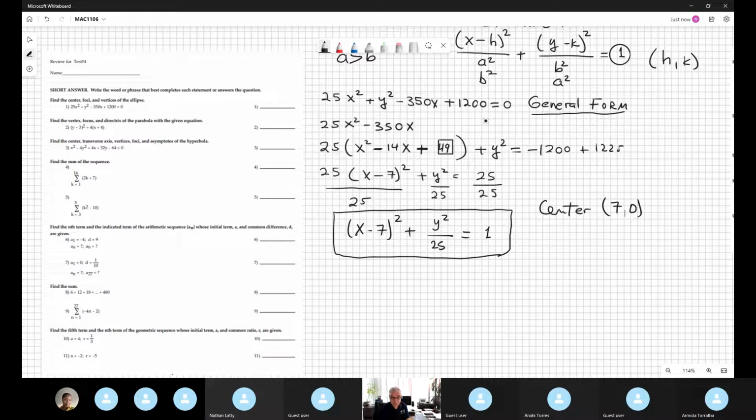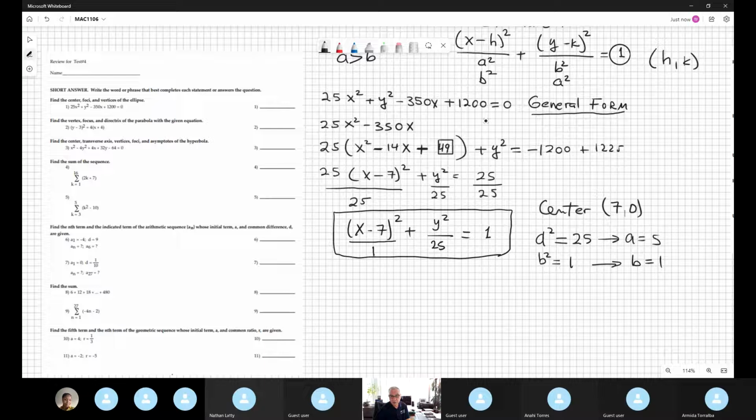Okay. Now, which is a squared and which is b squared? It's obvious that a squared is the bigger, and the bigger is 25. And b squared is 1, by the way, it's an invisible one here. Okay, therefore a is 5, and b is 1.